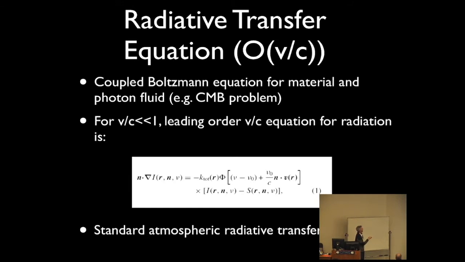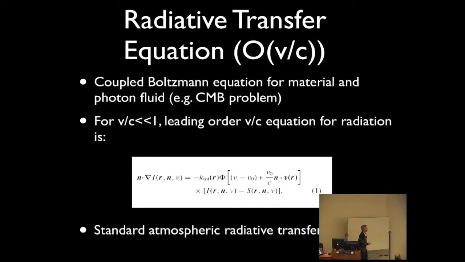So in the limit of velocity much less than the speed of light, which is certainly satisfied in all atmospheres by far, what you do is take the Boltzmann equation for the coupled fluid and the photon fluid, and you do a small-number expansion, and then you can get an equation for the radiative transfer. So it's a radiative transfer equation to leading order in v over c. And it looks very much like what you might think is the proper radiative transfer equation.